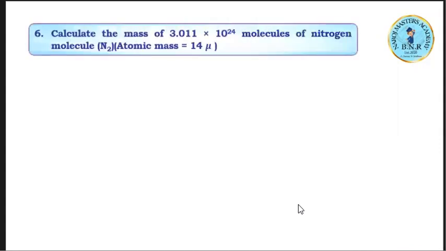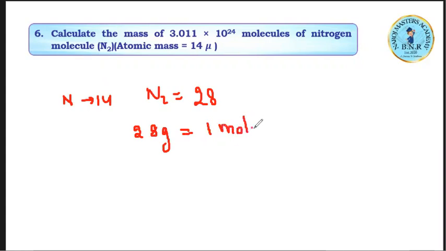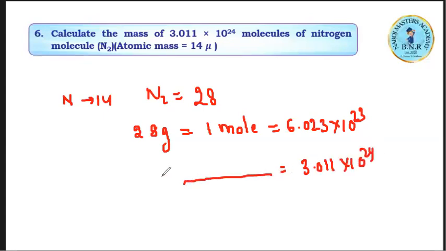Now look at the last question. Calculate the mass of 3.011 into 10 power 24 molecules of nitrogen molecule N2, whose mass is 14. For N we have mass 14, for N2, 28. So 28 grams or 28 units is equal to 1 mole, that equals 6.023 into 10 power 23. Now we have 3.011 into 10 power 24, that equals how many grams is the question mark.